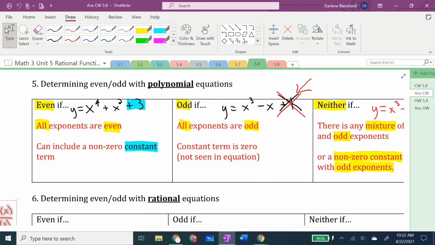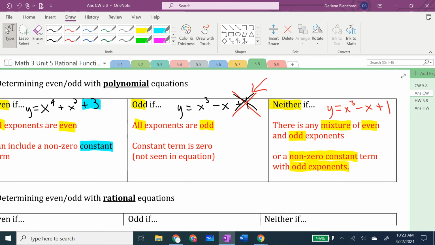So there's a way to determine if a polynomial is even or odd. The easiest way to say it is it's even if all the exponents are even, it's odd if all the exponents are odd, and it's neither if there's a mixture of even and odd exponents. The only thing that throws that narrative off is the constant. If there's a constant added on, it doesn't work with the odd situation. That's the only exception to the rule of even exponents only, even function. Odd exponents only, odd function.